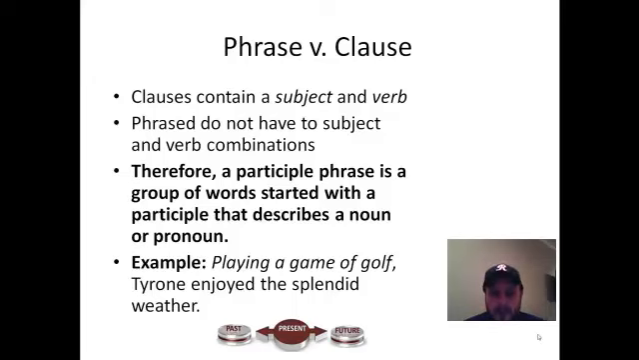So here we have a sentence that combines two ideas, right? We know that Tyrone was playing golf. We know he's enjoying the splendid weather. Two different ideas. We want to combine those together into one sentence. Playing a game of golf is not a complete idea. Who's the actor here? Doesn't have an actor. Where's the verb? Doesn't have a verb, right? Because remember, the play becomes the participle.